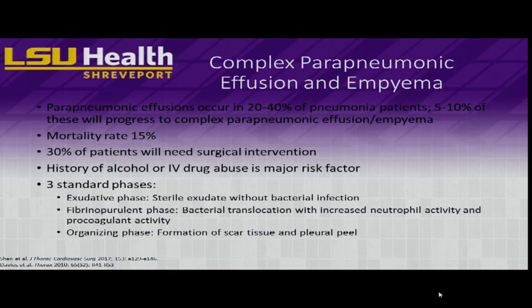When we talk about pleural space infection, we generally talk about 3 general phases that they go through. You have the exudative phase, which is where you have a sterile exudate without bacterial infection. And then that progresses to the fibrinopurulent phase, which is where you get bacterial translocation across the lung border into the pleural space, increased neutrophil activity, and then you really get an imbalance between procoagulant and anticoagulant activity. And then finally, you have the organizing phase, which is where you get scar tissue and pleural peel forming in the pleural space.